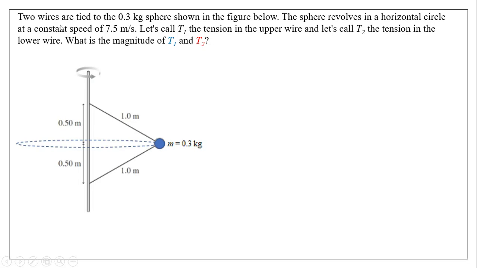Here we have two wires that are tied to a 0.3 kilogram sphere. It says the sphere revolves in a horizontal circle at a constant speed of 7.5 meters per second. Let's call T1 the tension in the upper string or upper wire, and T2 the tension in the lower wire, and it wants us to find the magnitude of T1 and T2.